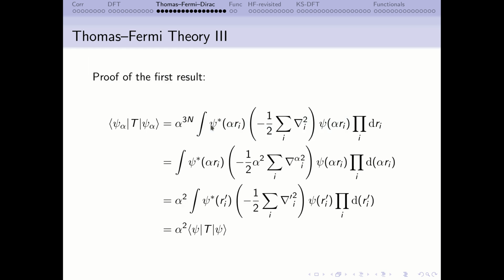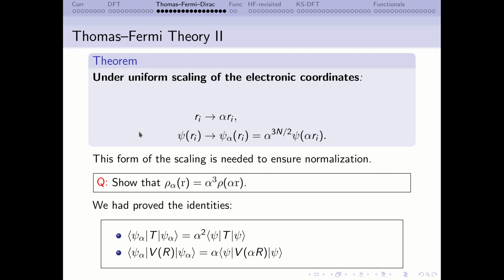Alright. Now I've already proved this result, so I'm going to go through this rather quickly, but let's have a look at the first of these results. So we want to show that the kinetic energy evaluated with psi alpha gives us alpha squared times the kinetic energy evaluated with psi. So we start off by putting psi alpha on both sides of the kinetic energy.